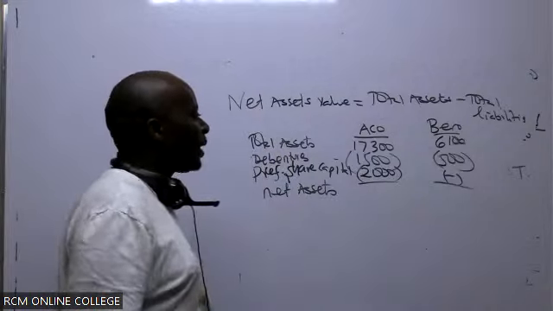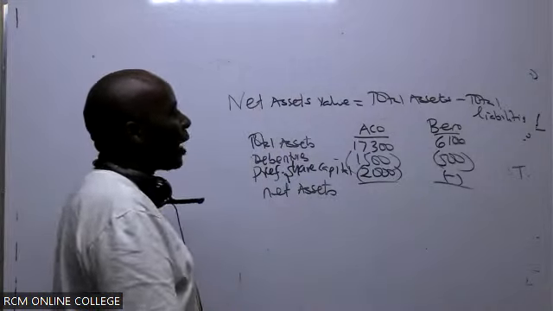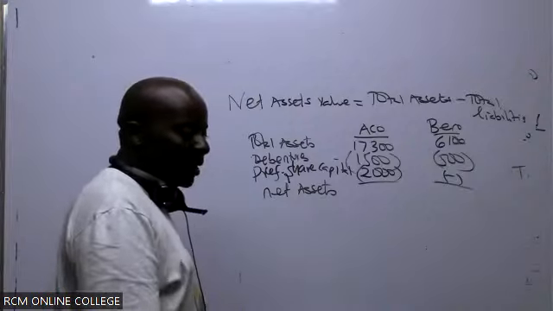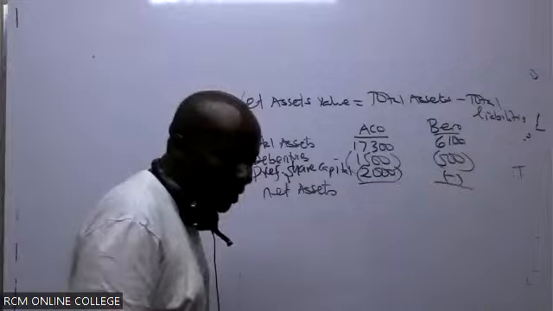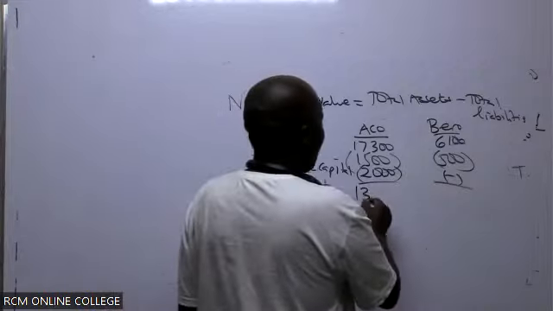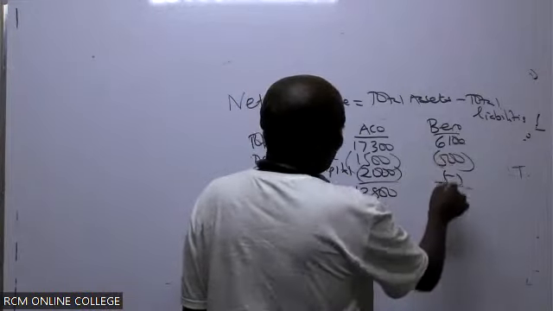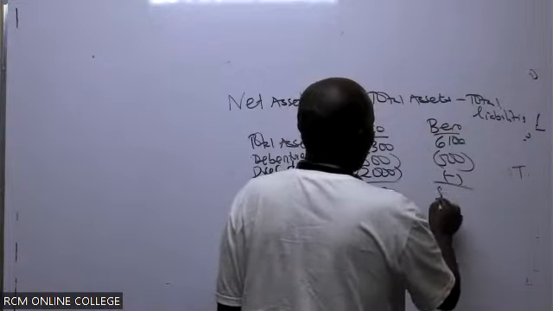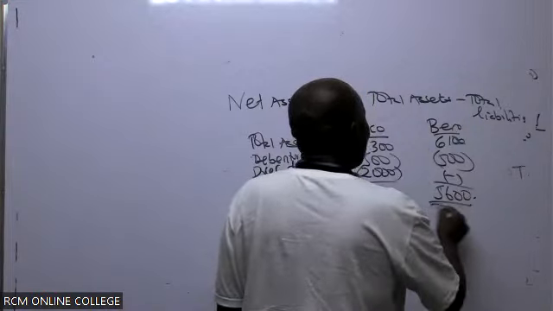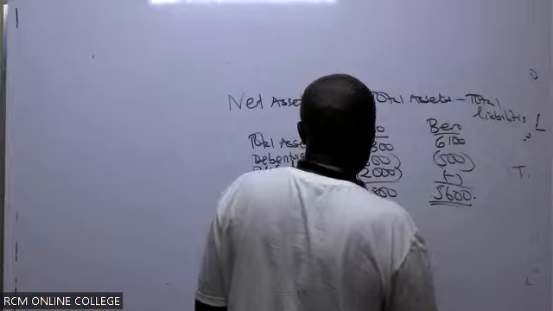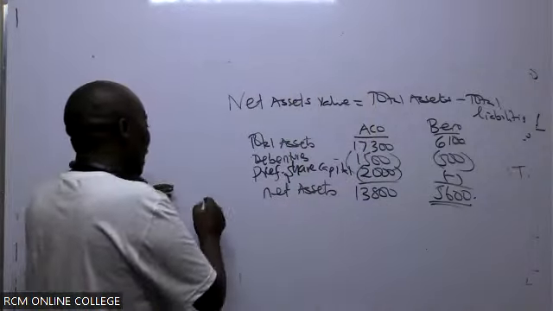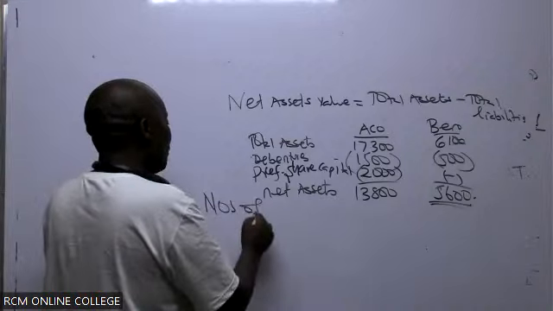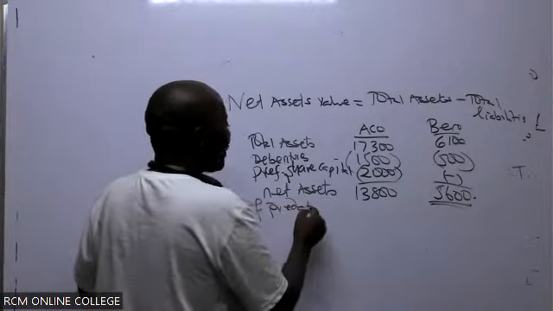So please give me the net assets. Are you able to give me the net assets of ACO? Anybody who is able to give me 13,800. So this is 13,800, and this one here will be 5,600. So the exchange ratio, if we are using the net assets basis, we shall take that divided by this. So we have the number of ordinary shares of the predator using net asset basis.